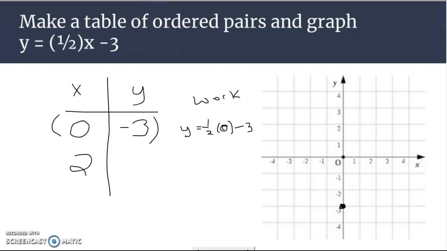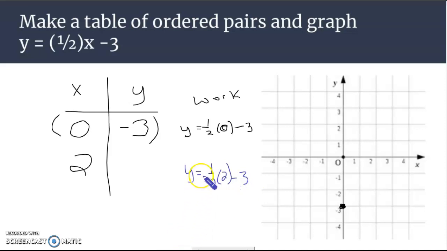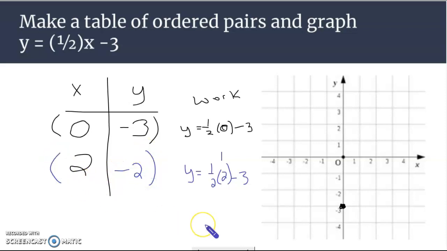So that takes care of one point. Let's work on another one. I'll do it in blue here. This time y equals 1/2 multiplied times 2, take away 3. 1/2 times 2 is 1. 1 minus 3 is negative 2. So we're going to have another point here, 2, comma, negative 2. I'm going to go to the right 2 and down 2. There's the other dot. Notice we have 2 points now, and we can connect those with a straight line, and that is the linear equation graphed.